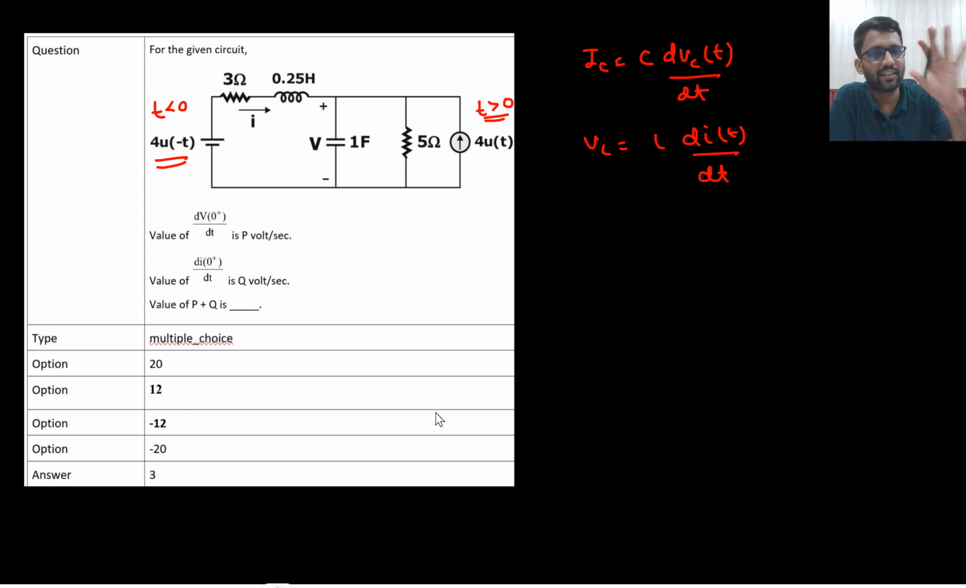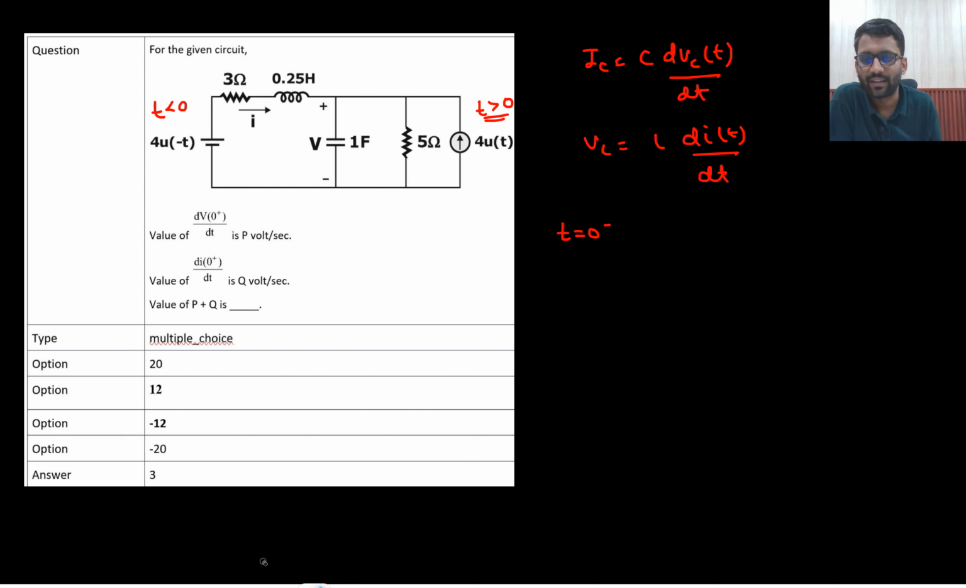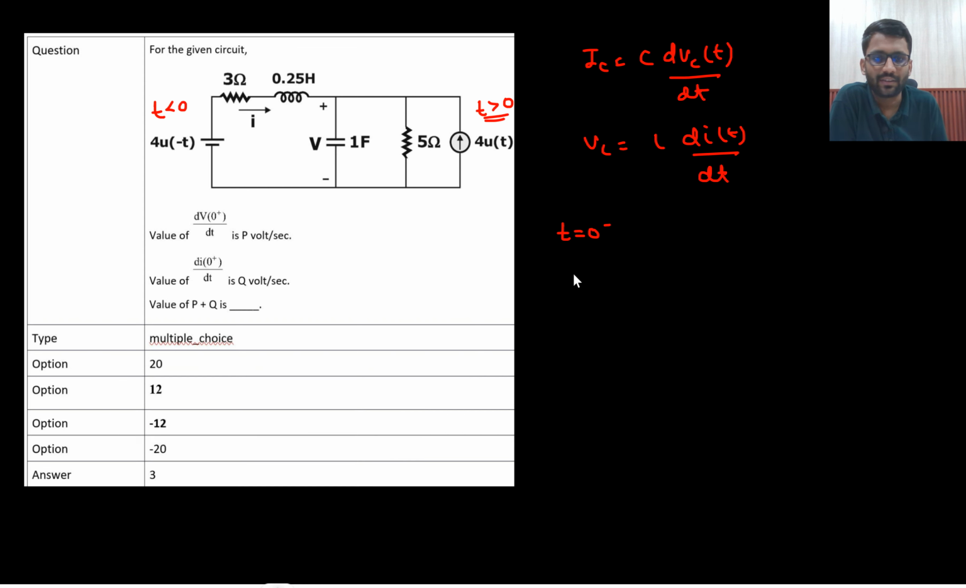First we will reach steady state at t equals 0 minus. Our target is to get to that condition. So what will happen at t equals 0 minus? At t equals 0 minus, this is not there. The capacitor will be open circuited and the inductor will be shorted. So what would be the current? I at 0 minus would be 4 by 8, that is 0.5 ampere.